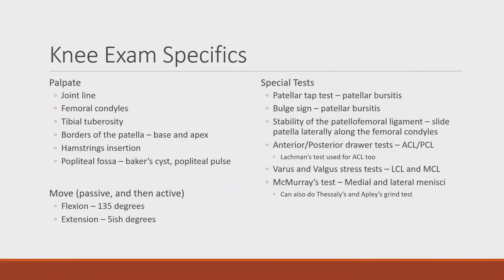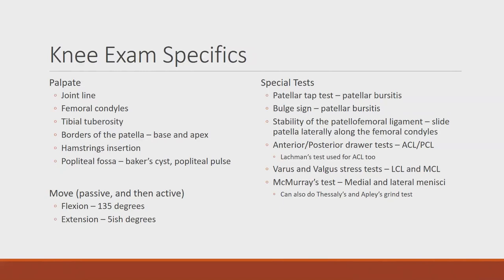And then you've got a lot of special tests. So remember, you've got one test for every single ligament that's in the knee, and you've basically got six structures, yeah? You've got your ACL, PCL, your MCL, LCL, and then you've got your two menisci. So you're going to do a test for each of those. So you can do an anterior and posterior drawer test, check for your ACL and your PCL, where you sit on their foot and move it anteriorly and posteriorly, and then varus and valgus stress test, check for the collateral ligaments, and then your McMurray's test, which will check both your medial and your lateral menisci.